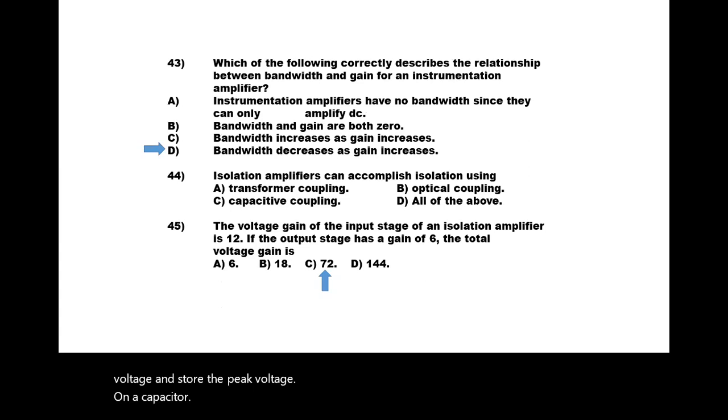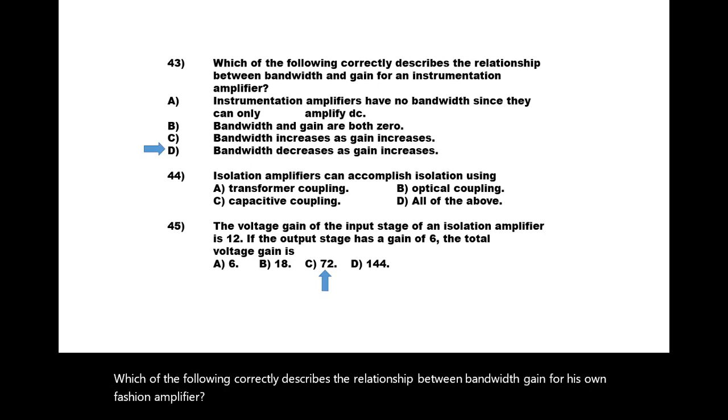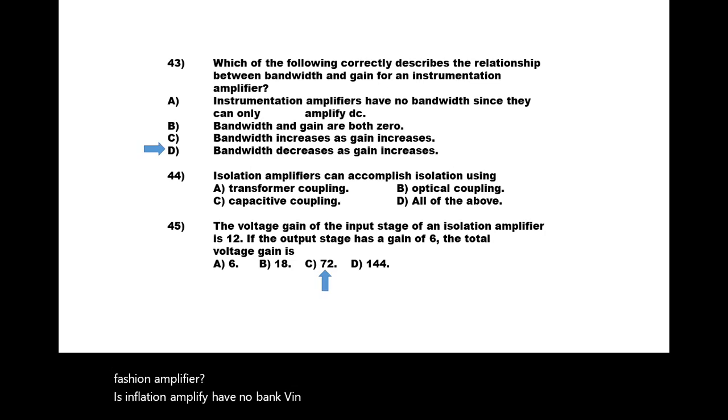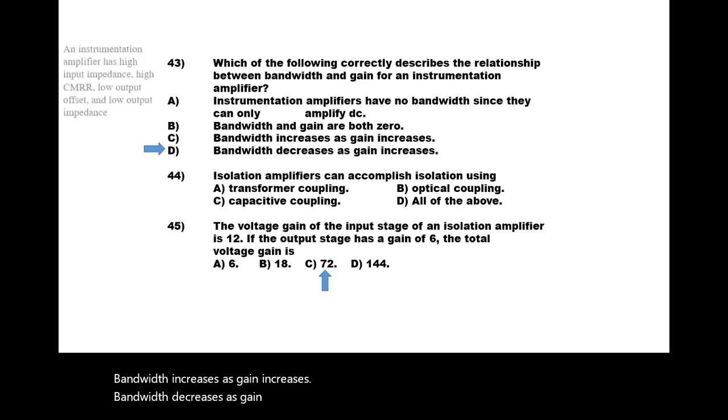Which of the following correctly describes the relationship between bandwidth and gain for an instrumentation amplifier? Instrumentation amplifiers have no bandwidth since they can only amplify DC. Bandwidth and gain are both zero. Bandwidth increases as gain increases. Bandwidth decreases as gain increases. You can see the answer is D.